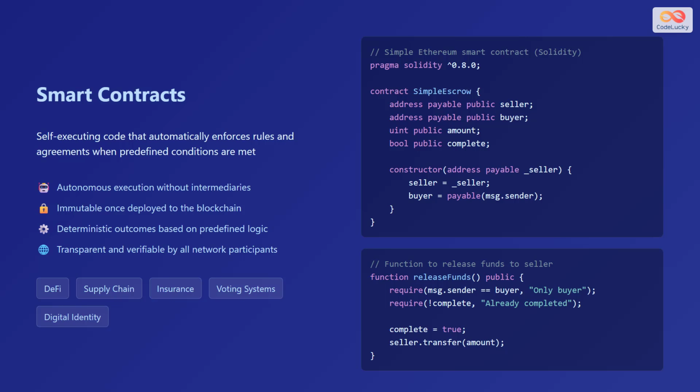Smart contracts are self-executing code that automatically enforces rules and agreements when predefined conditions are met. They provide autonomous execution without intermediaries, are immutable once deployed to the blockchain, offer deterministic outcomes based on predefined logic, and are transparent and verifiable by all network participants. Common use cases for smart contracts include decentralized finance, supply chain management, insurance, voting systems, and digital identity.